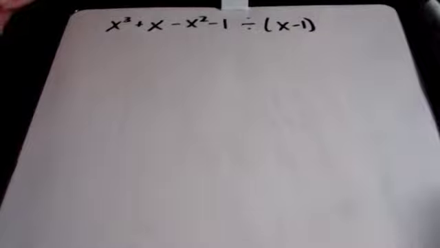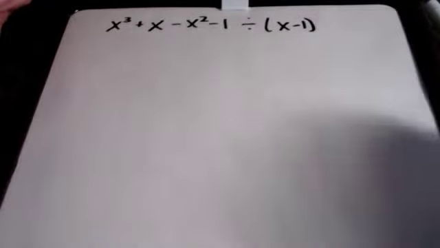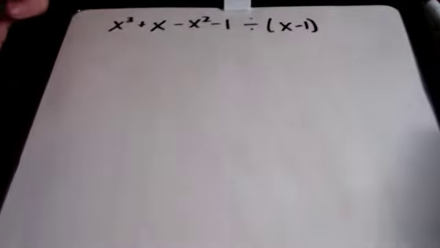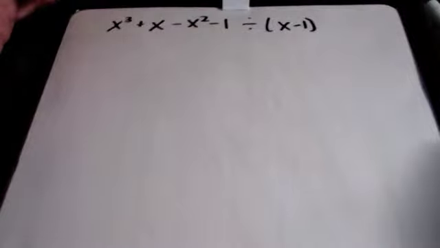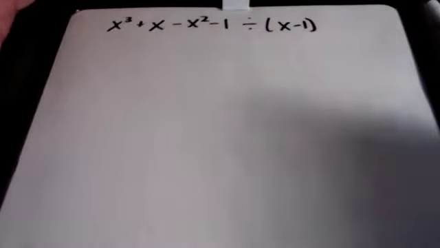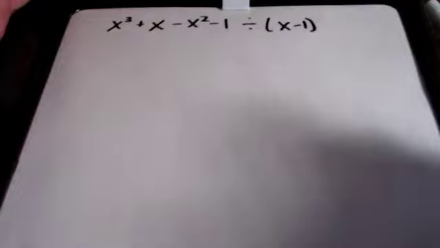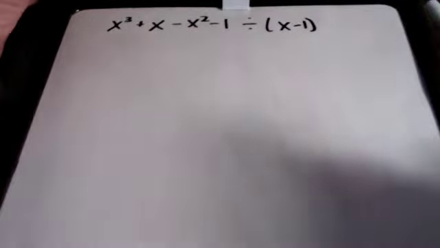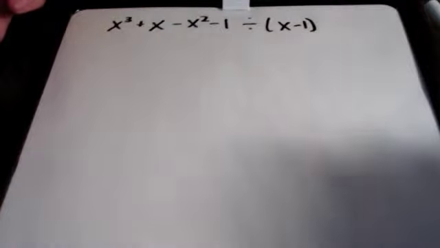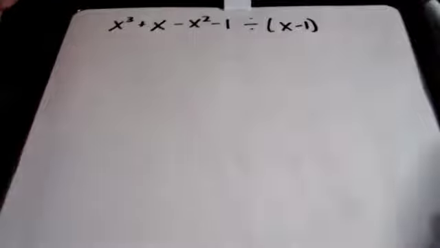So let's take a look at another problem. In this problem we're given x cubed plus x minus x squared minus 1 divided by the quantity x minus 1. So the first thing you want to do is put this dividend into standard form. And again, standard form for a polynomial is with the powers of x, or whatever the variable is, x, y, z, anything, descending from left to right.